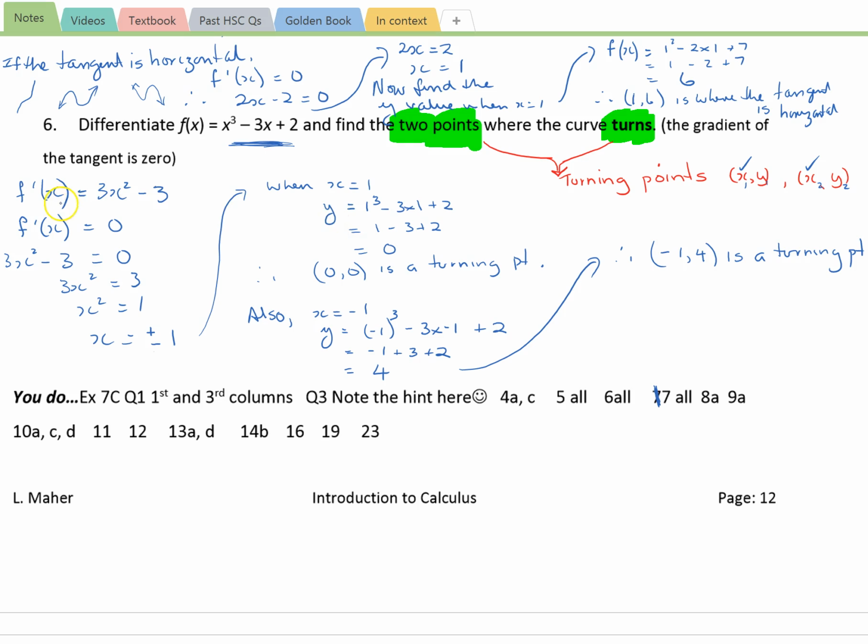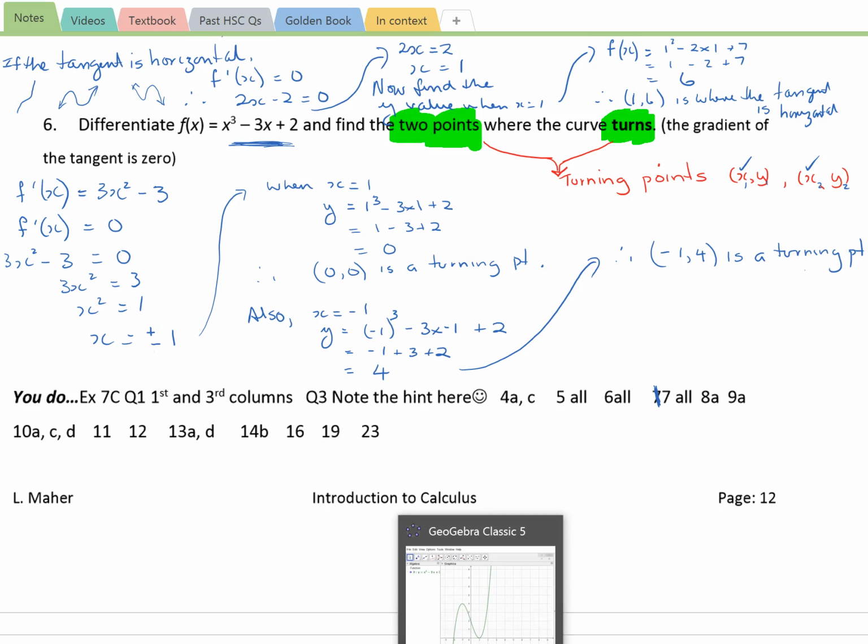You don't go over here. This is all about gradient. This is about the y value. And we've got 0 when we sub x equal 1 in. So I can conclude 0, 0 is a turning point. Identify it. It's part of my answer. And also at x is minus 1, I'm getting y is equal to 4. Therefore, my conclusion is at x is minus 1, y is 4 is also a turning point.